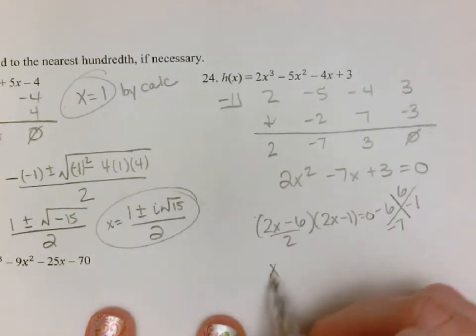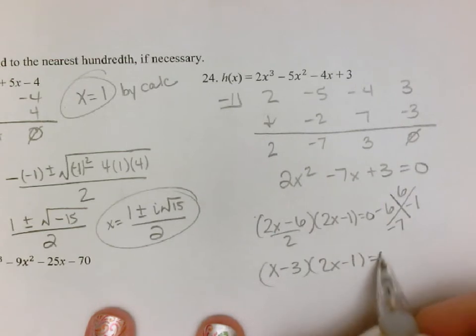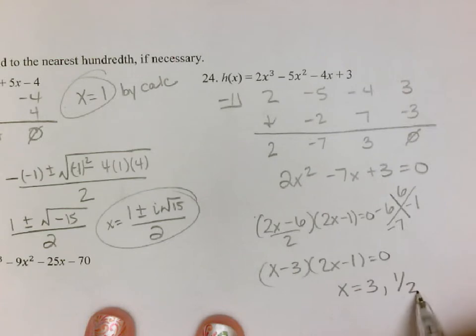Divided by 2, so you get x minus 3, 2x minus 1 equals 0. So my answers are x equals 3 and 1/2.